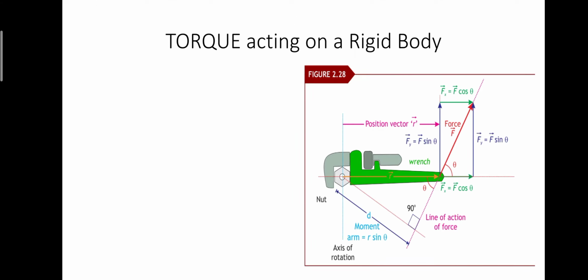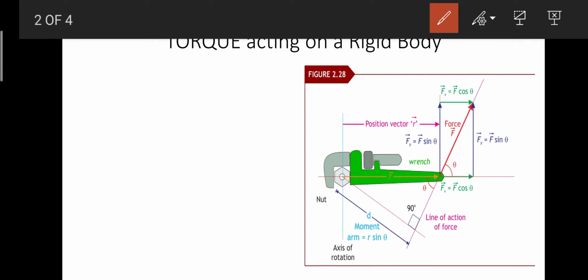Now, the new thing for you is how torque is acting on the rigid body. It's not something new. You have already read it in class 9, but this is a more descriptive way to explain it. In this condition, you can see that we have a spanner, and this spanner is basically opening a nut, right? This is going to be the pivot point, about which the whole spanner is rotating, right? And this is the point of application of force.